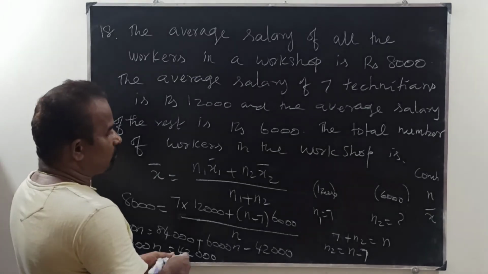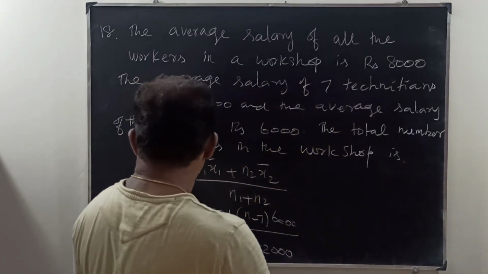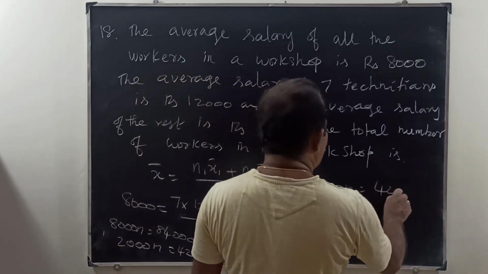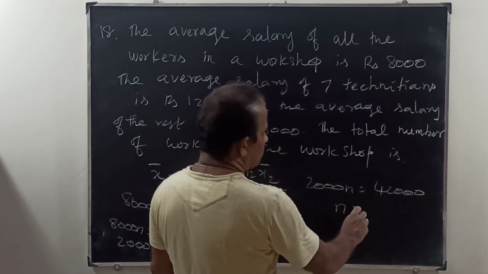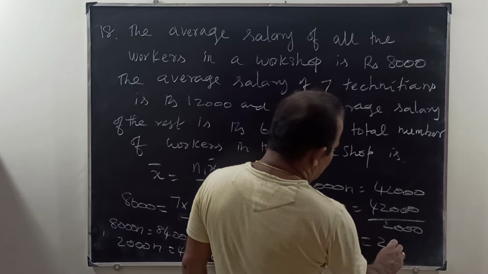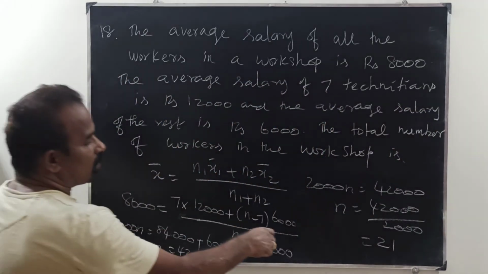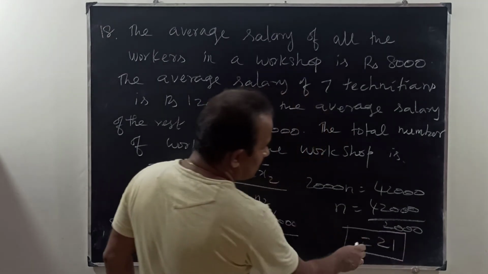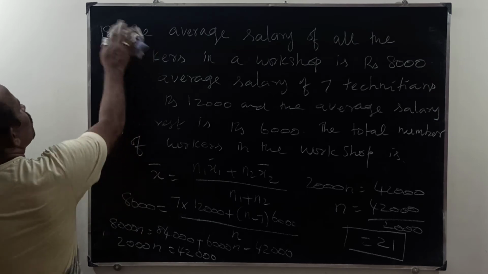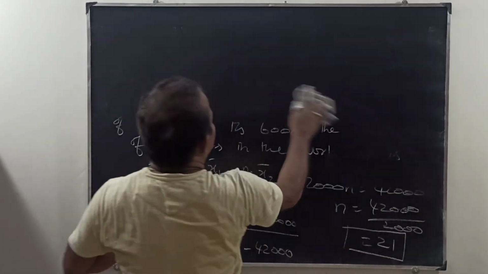2,000 yen equal to 42,000. So therefore n is equal to 42,000 divided by 2,000. Therefore answer is 21. So therefore the total number of workers in the workshop is equal to 21. Okay.